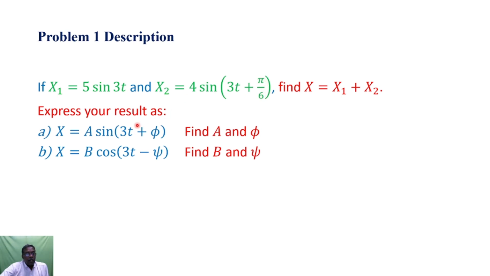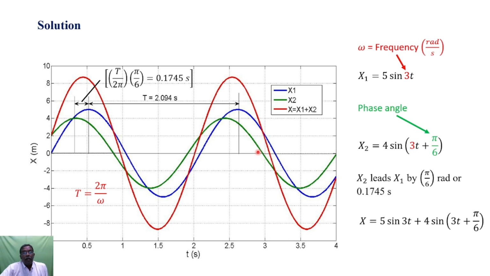Now, the problem is to express these two different displacement time functions in terms of the expression A sin(3t + phi), where A is a constant and phi is the phase angle. Let us see how we can do it. The solution is progressing as follows.